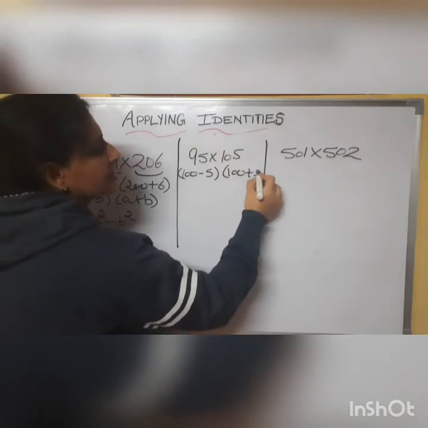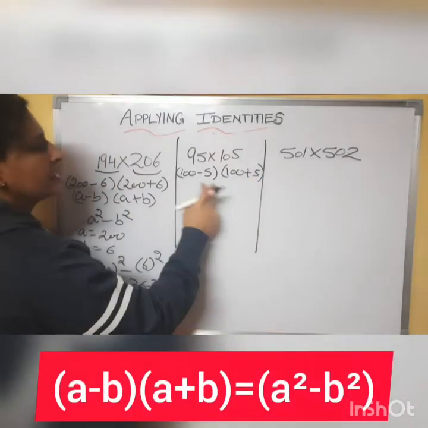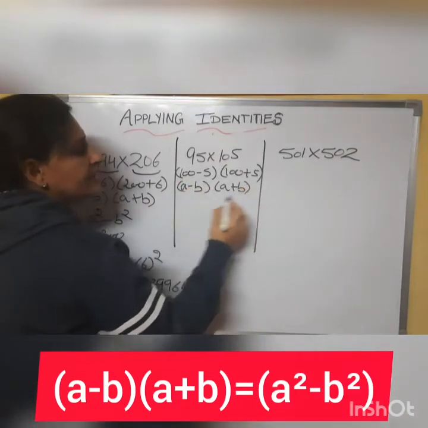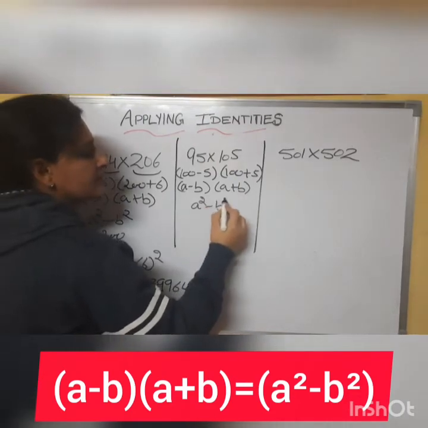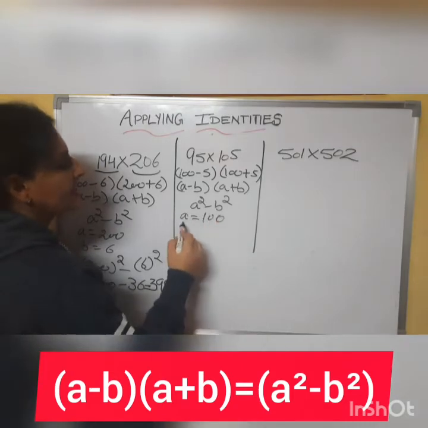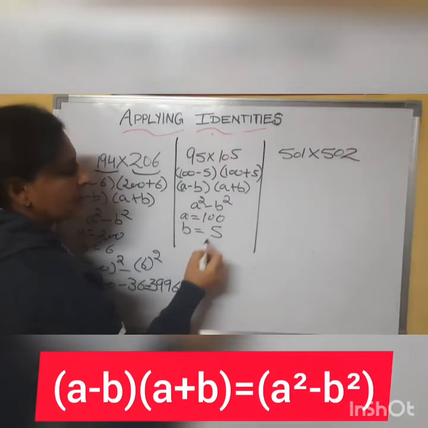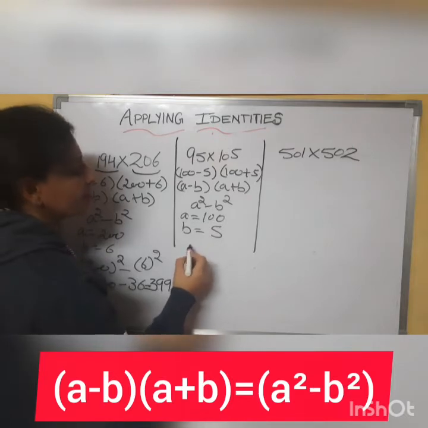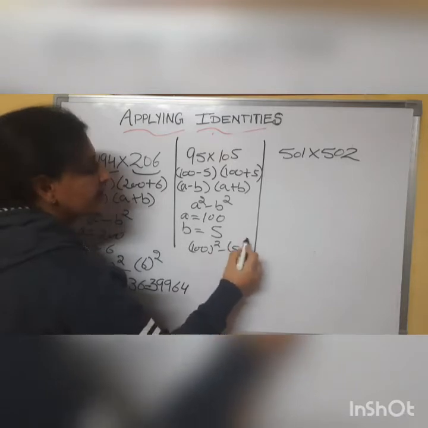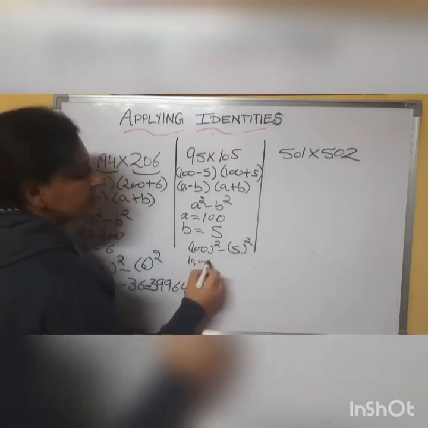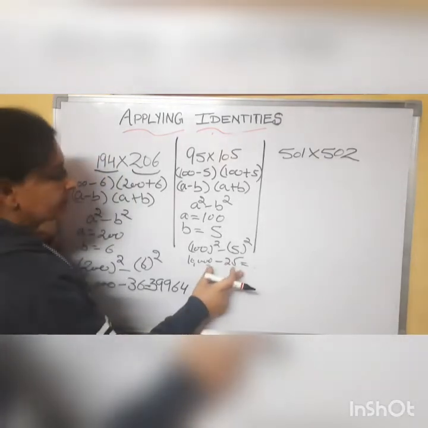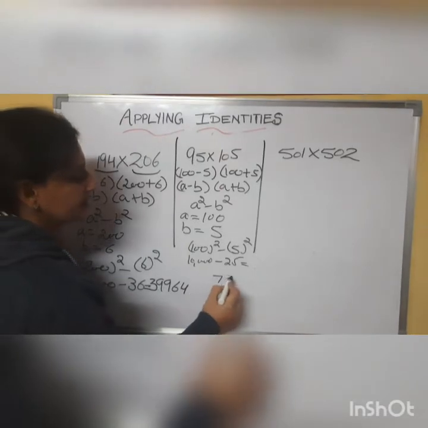Again we have reached a similar situation to the way we sorted out here. If it is (a minus b)(a plus b), how can it be written? This is a square minus b square, where the value of a is 100 and the value of b is 5. Now substituting the values, what are we going to obtain? This is 100 square minus 5 square. 100 square is equal to 10,000, 5 square is equal to 25. Now after doing the subtraction, we will get to the answer.